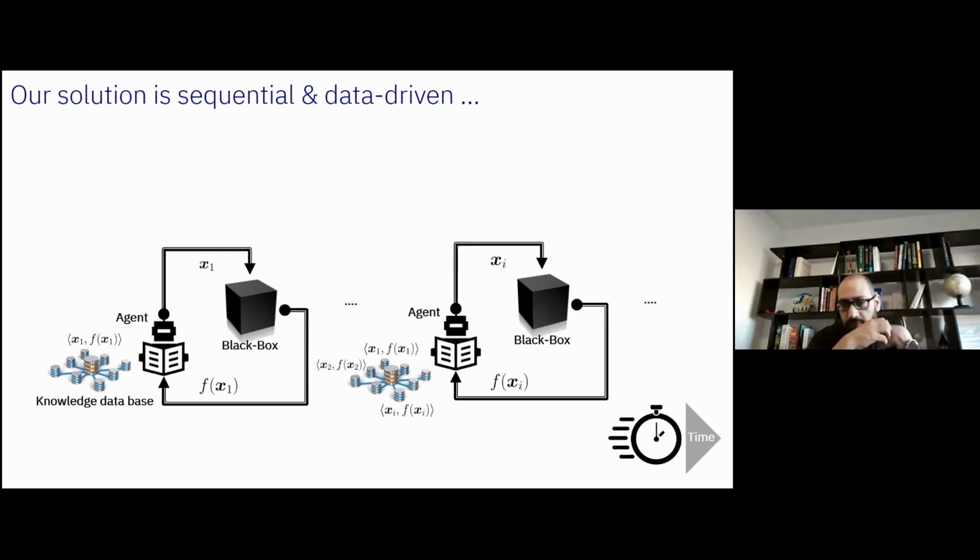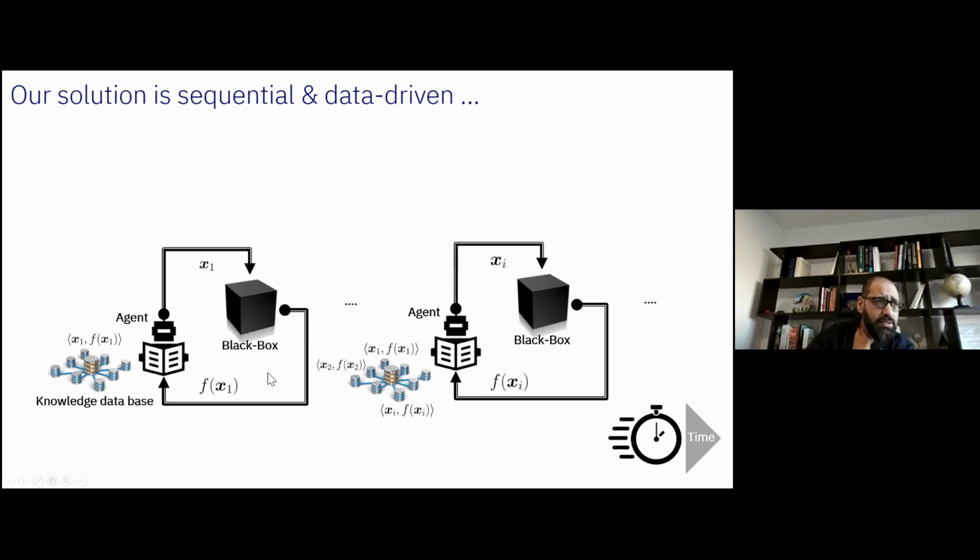Or if I'm doing hyperparameter optimization, this x will be the values of the hyperparameters, like the learning rate, the number of units, and so on. And then the black box output will be, let's say, the validation loss that I get corresponding to those hyperparameters. So my agent starts with this.